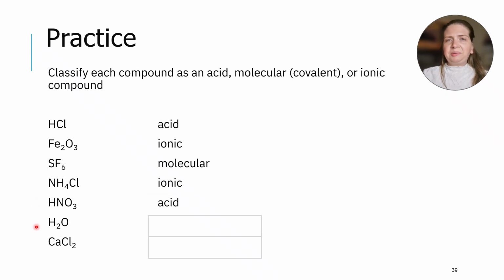Next is H2O. Although hydrogen is listed first, water is not an acid. Water is a molecular compound. Finally, we have CaCl2. This compound contains calcium, a metal, and chlorine, a nonmetal. A metal combined with a nonmetal forms an ionic compound.